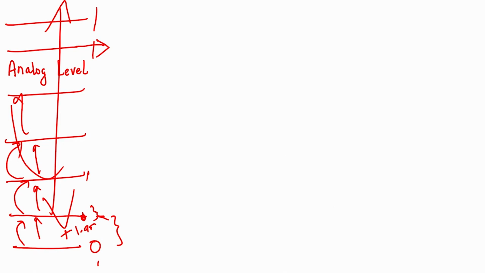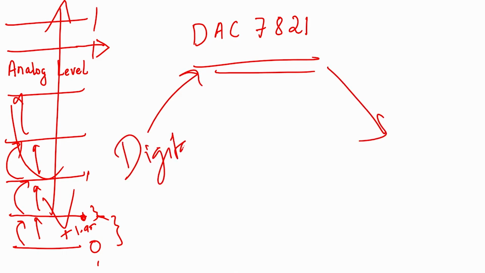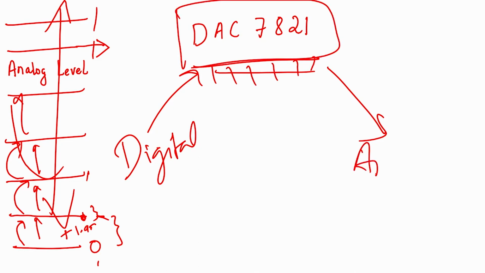There is one IC that they have used, which is the DAC 7821 IC, a Texas Instruments IC. There are a lot of integrated circuits available that do analog to digital and digital to analog conversion. The IC that they have used in the board to do the digital to analog conversion is DAC 7821. So you have an IC like this and it will convert digital to analog.